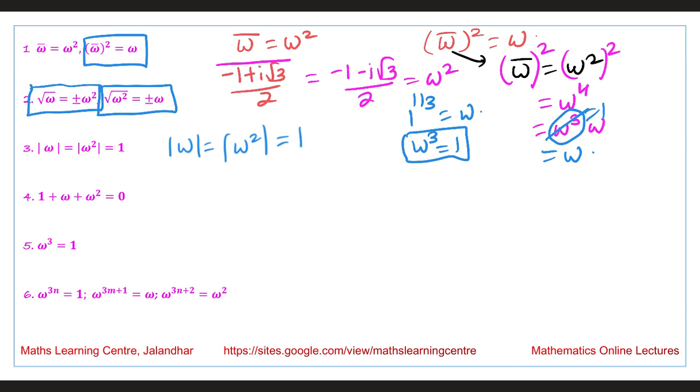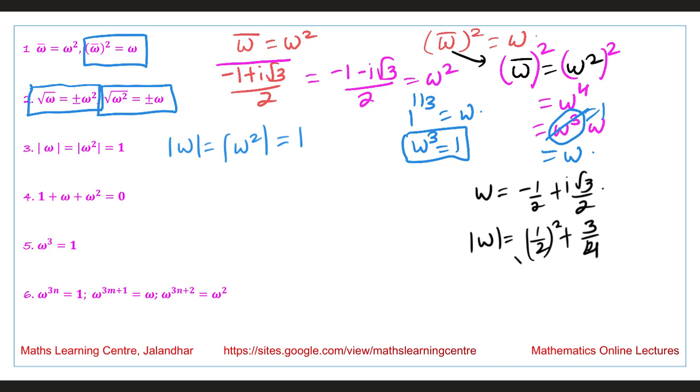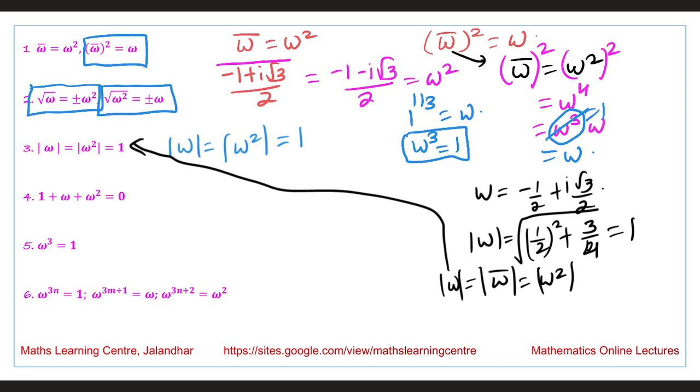So the number we are talking about, omega, is minus 1 by 2 plus iota root 3 by 2. If we calculate the mod of omega, we get the square root of (1 by 2) square plus (3 by 2) square, that is 3 by 4. So the answer we get is equal to 1, and we have omega bar is equal to omega square. So mod of omega bar will be mod of omega square, and this value will be equal to 1. So we can prove this result using this.